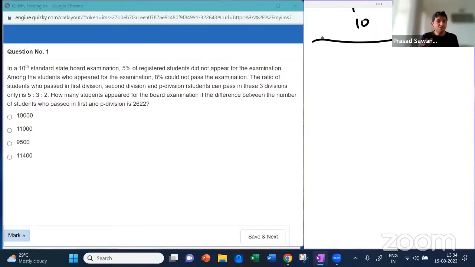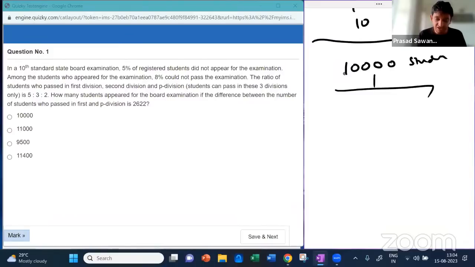Let's see. So quant में in a 10 standard board examination, 5% of the registered students did not appear for the examination. Among the students who appeared, 8% could not pass. Ratio of students who passed in first, second, and P division. P division क्या होता है? Some pass division. Okay. 532. ठीक है. We can manage this, I think. So let's go for a larger number here. Let's go for 1,000, 10,000 students because everything is near 10,000 here.